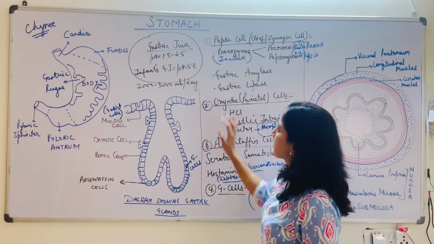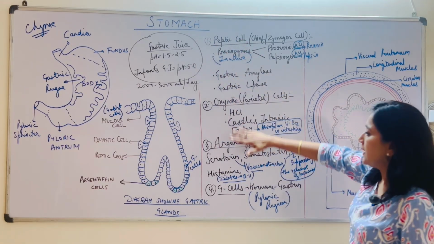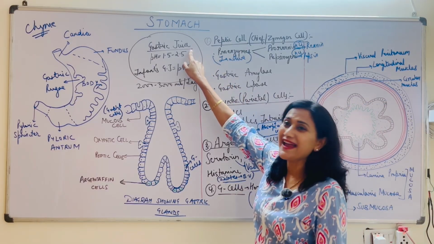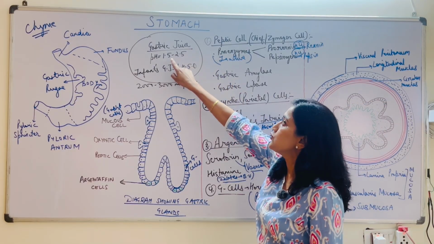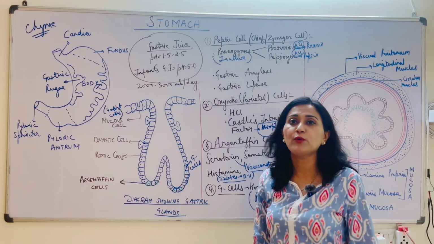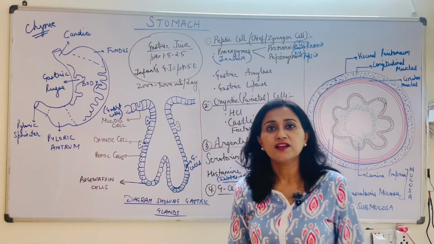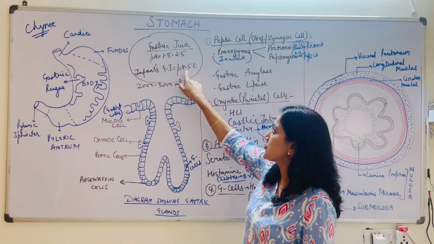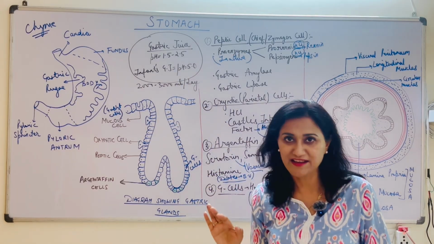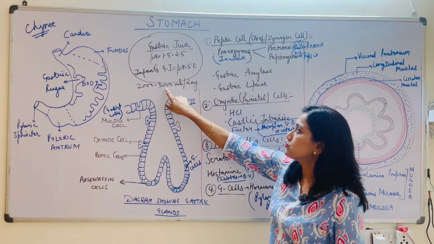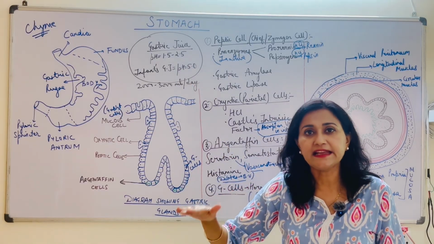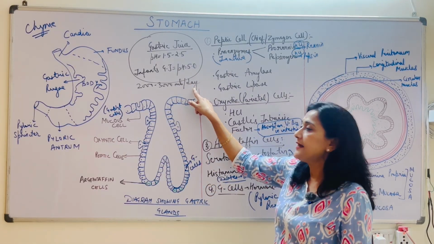And summing this up, the whole composition of these components forms the gastric juice. Gastric juice pH in adults is from 1.5 to 2.5. It's highly acidic, whereas in infants, the pH of gastric juice is found to be around 5. And around 2000 to 3000 ml of gastric juice in an average eating individual is secreted per day.